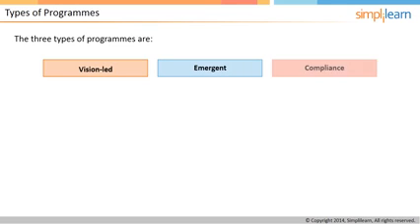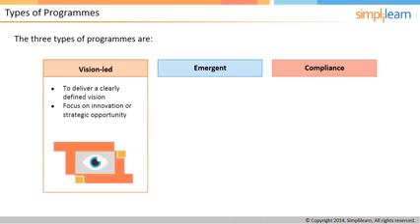Vision-led programs, emergent programs, and compliance programs are the three types of programs. Let us discuss each type in detail. The first type of program is vision-led program. Vision-led programs came into existence to deliver a clearly defined vision owned by a leader in an organization. This tends to be a top-down approach as the instructions come from higher management. These programs will normally focus on innovation or strategic opportunities. For example, in public sector, we often come across different kinds of programs. Different political parties will initiate different kinds of programs as their ideologies differ.